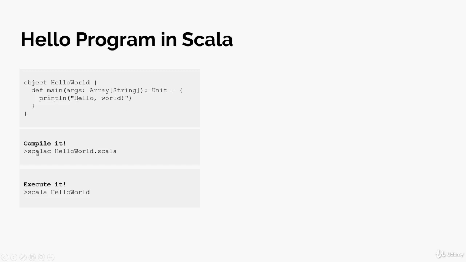To compile it, I need to say scalac HelloWorld.scala. By the way, all Scala programs end with the .scala extension, and then you execute it. So this is the output of hello world. After we finish this, I'll explain how it looks to execute a hello world program in IntelliJ.